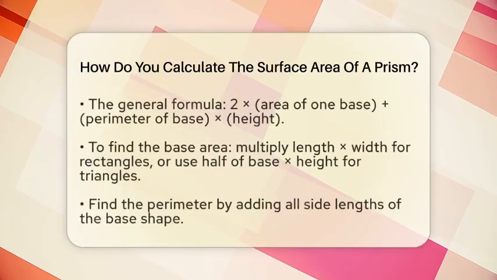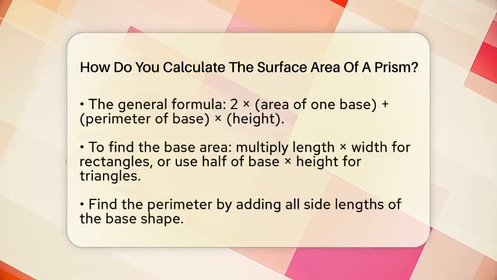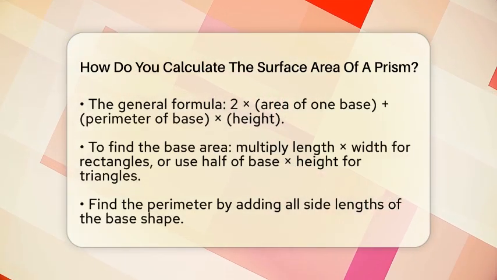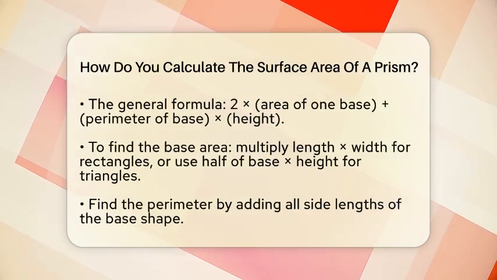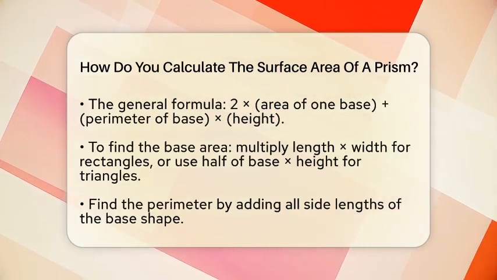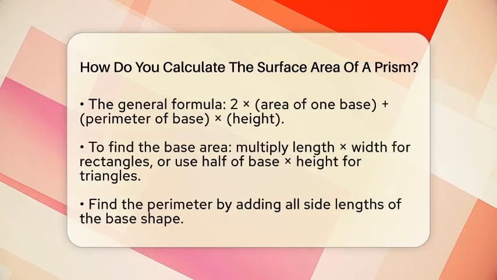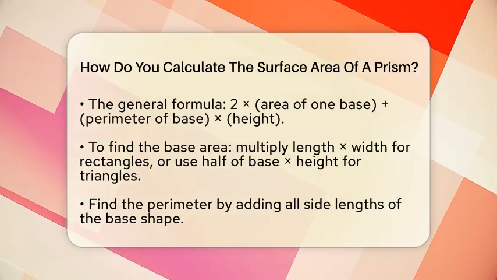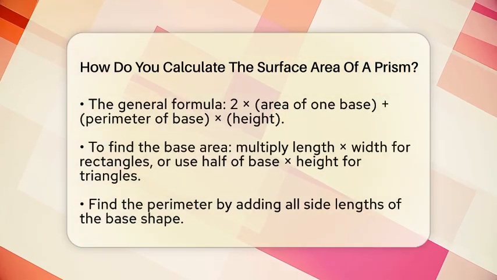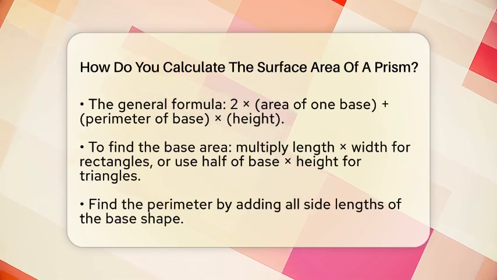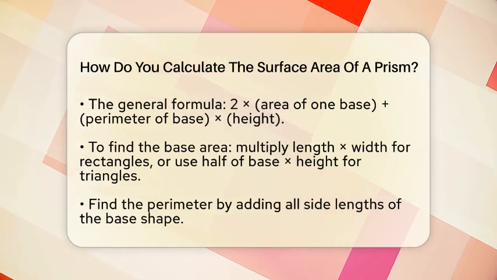Think of it like this. You find the area of one base, then double it because there are 2 bases. Next, you find the perimeter of the base shape, which is the total length around it. Multiply that by the height of the prism to get the area of the side faces that wrap around. Finally, add these 2 parts together to get the total surface area.